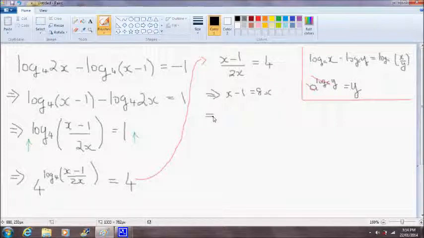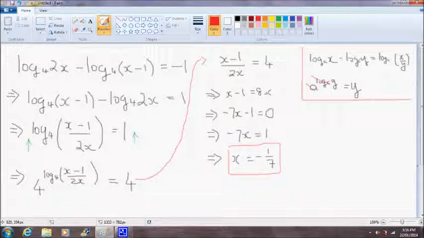And now I'm going to subtract 8x from both sides. That will leave me with minus 7x minus 1 on the left hand side, and nothing on the right hand side. And now adding 1 to both sides, I'll get negative 7x is equal to 1. And finally, I will divide both sides by negative 7, and it will leave me with x is equal to negative 1 on 7. So this is just an example of how you would solve a logarithmic equation.